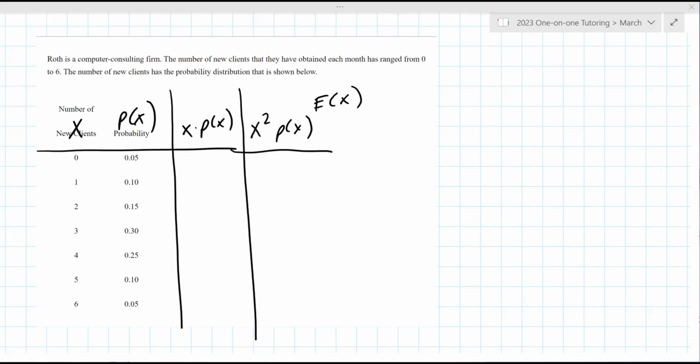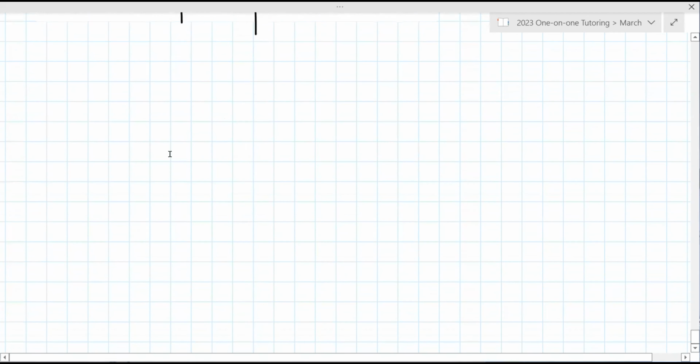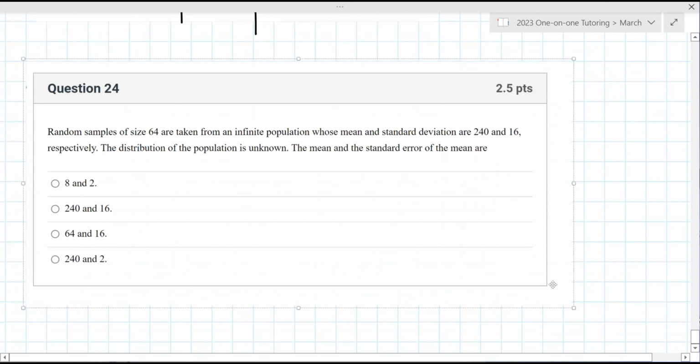Let me go to 24. Random samples of size 64 are taken from an infinite population whose mean and standard deviation are 240 and 16. So that's mu because it's a population, and sigma for the standard deviation. The distribution of the population is unknown. The mean and standard error of the mean are.